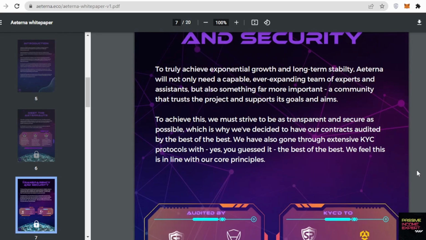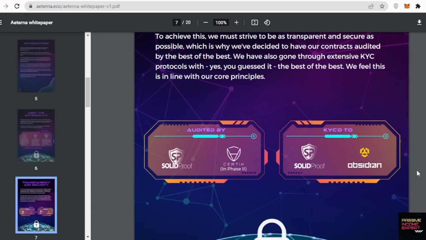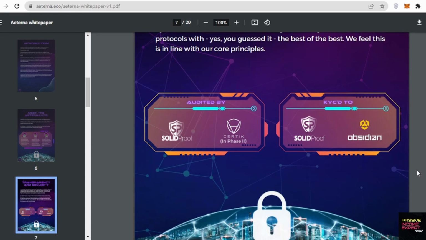Transparency and security, that's again not important for us. But in terms of security, as I've told you, they have done an audit by Solid Proof. The CertiK one is in phase 2, which is quite good. KYC by Solid Proof and Obsidian. So that project has been KYC'd, which is a big thing when you are trying to invest big money in any project.